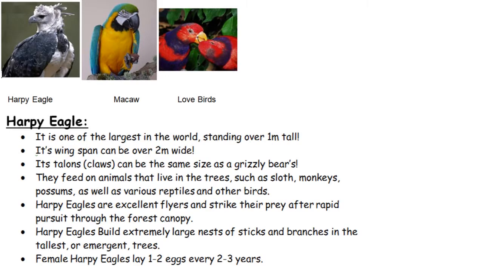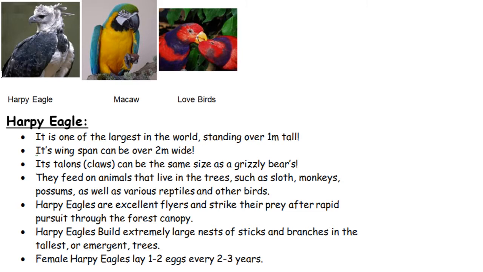It's one of the largest in the world, standing over a metre tall. So that's up to Mr. A's waist. Its wingspan can be over 2 metres wide. So if you think of Mr. A putting his arms right out, okay, that's from the tip of one hand to the tip of the other. That's a big bird. Its talons, so its claws, can be the same size as a grizzly bear's.